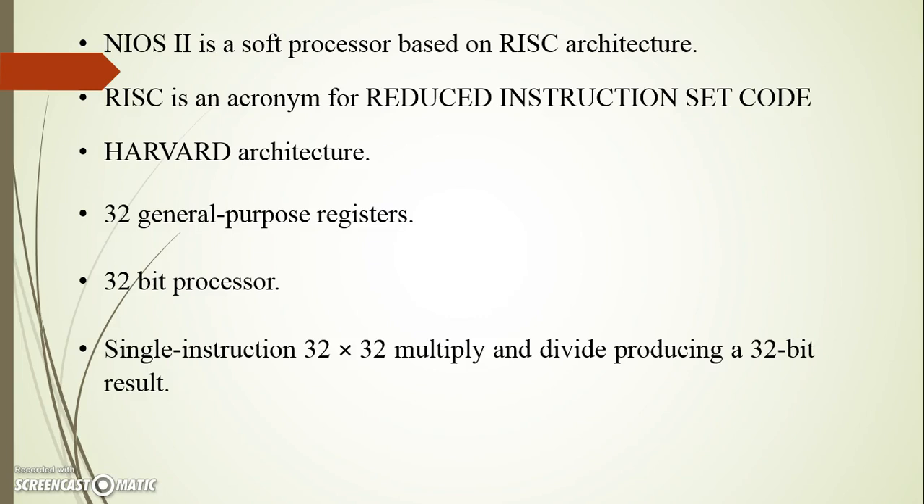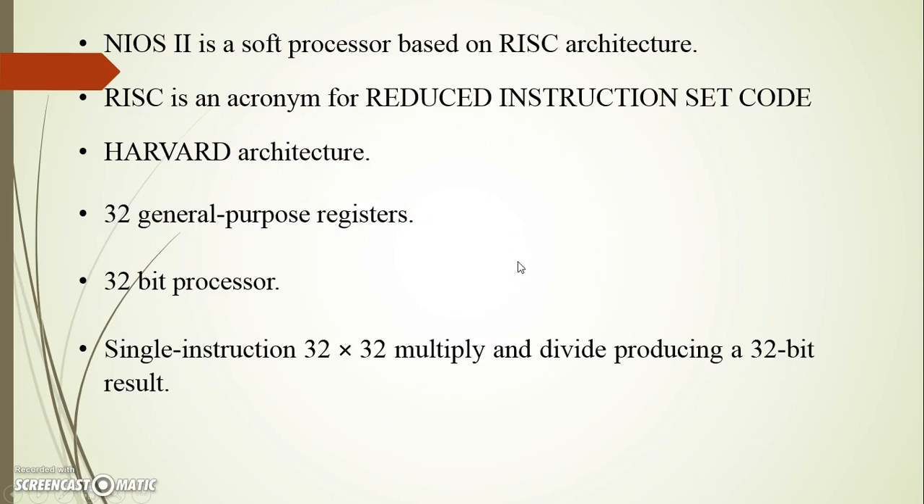Now it is based on RISC architecture as explained earlier, so most of the instructions of NIOS II will be single cycle, and memory access is separate from instruction execution. It is also based on Harvard architecture, so it has separate buses for accessing instruction memory and data memory. So it can read from instruction memory and simultaneously write to data memory.